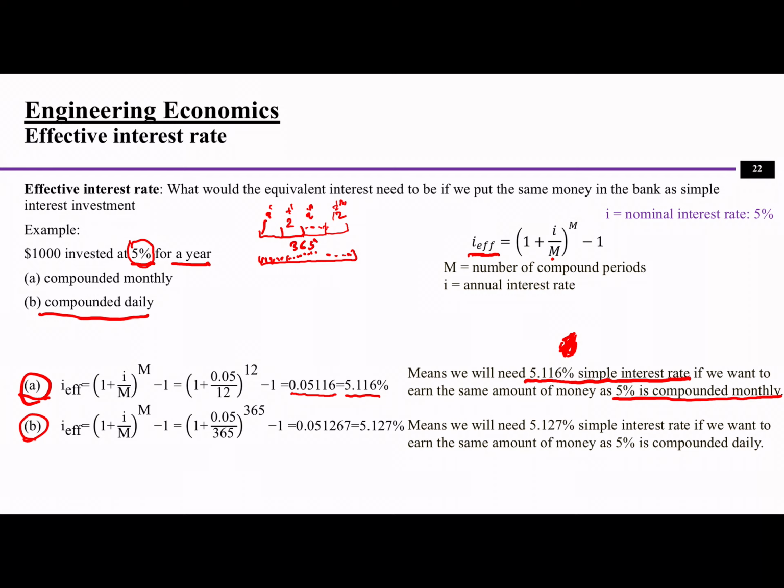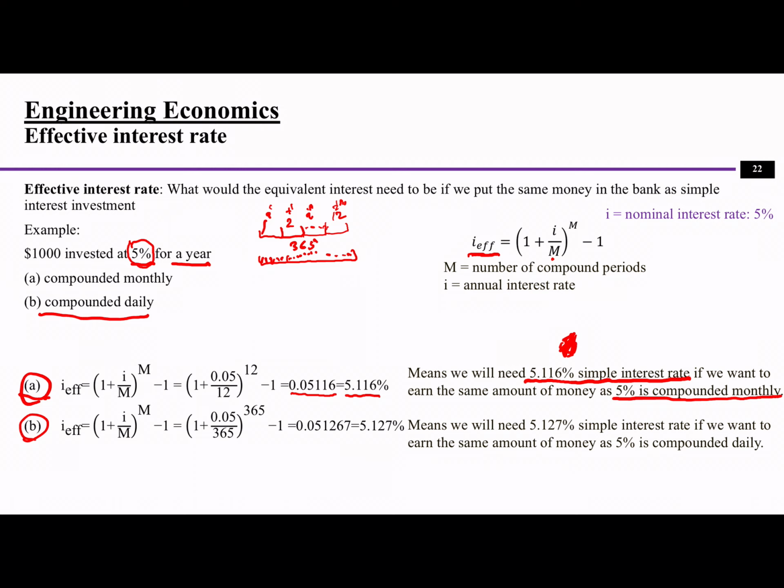You go to the bank, and then the banker will give you two options. Maybe someone is tricking you. That, hey, you have two options. One option is I'll give you 5% compounded daily interest rate. Another option is I'll give you 5% simple interest rate. Both are annual interest rates, right? But one is compounded daily, and the other one is simple interest rate.